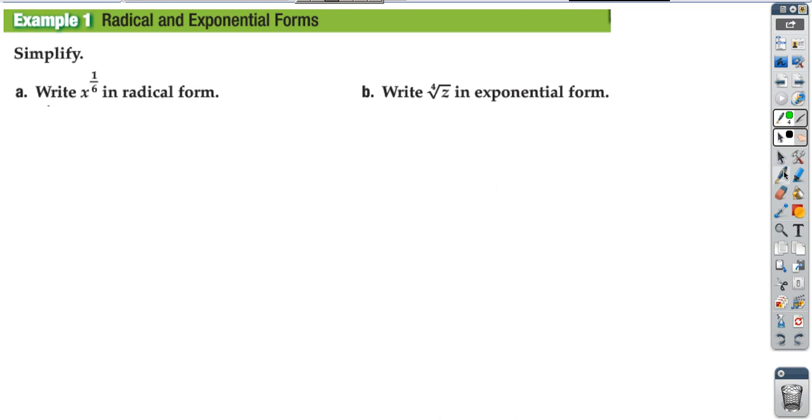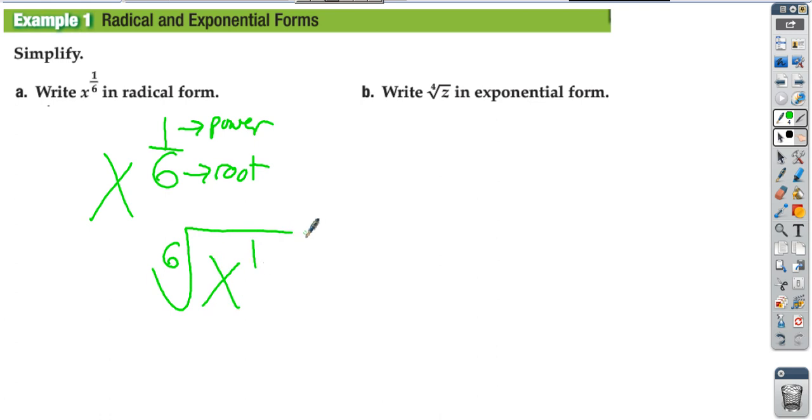So write x to the 1/6 in radical form. This is the power that we're raising x to, and this is the root. So that means take the 6th root of x and raise it to the first power. That is in radical form now.